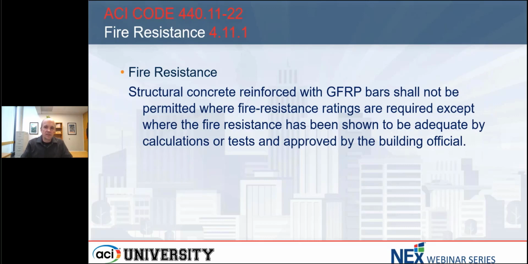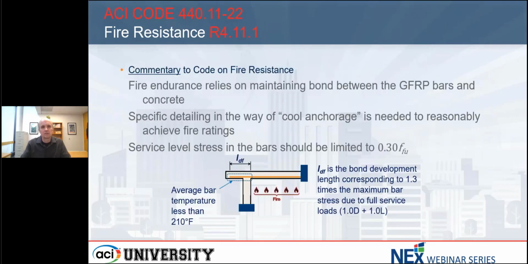So this statement is currently in the code. There is commentary in the code on how you can use FRP reinforcement in fire-rated construction. And I'll just give you a little bit of a sense for what that looks like. There are ways of getting fire ratings with FRP reinforced concrete. They're just, at this point in time, not well tested and not well validated. So this is restricted to commentary language.